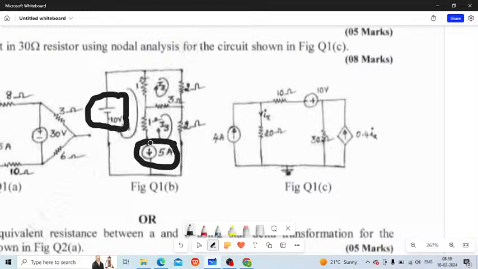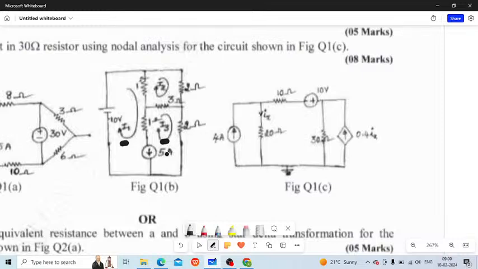The 5 ampere source is lying between, I can say, mesh I1 and mesh I3. This is mesh I1, this is mesh I3. So I can say that it tends to be a super mesh. If any current source is present between two meshes, I can say that is my super mesh.